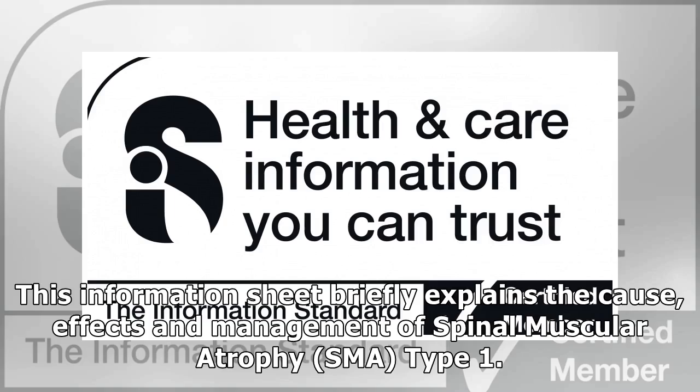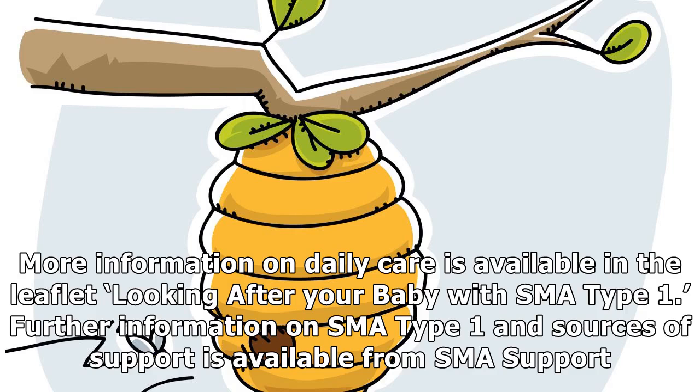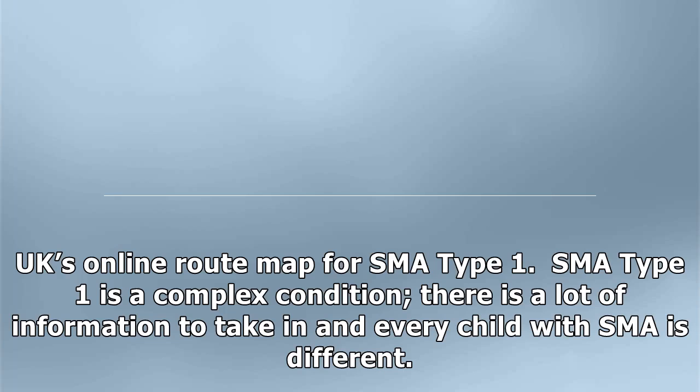This information sheet briefly explains the cause, effects and management of spinal muscular atrophy, SMA, type 1. It is for the families of children diagnosed with SMA type 1 and may also be useful for healthcare and other professionals. More information on daily care is available in the leaflet, Looking After Your Baby with SMA Type 1. Further information on SMA Type 1 and sources of support is available from SMA Support UK's online route map for SMA Type 1.